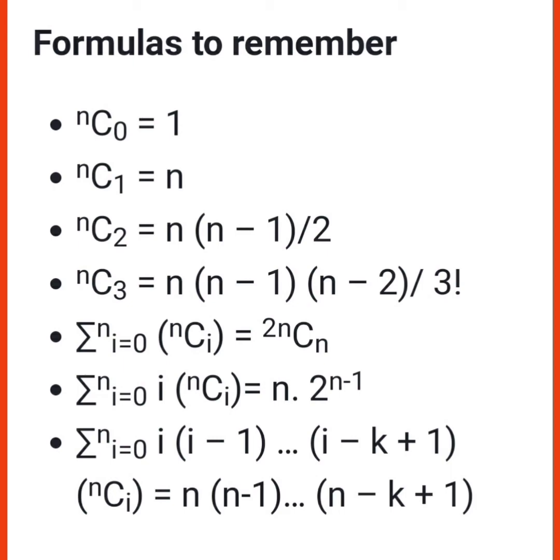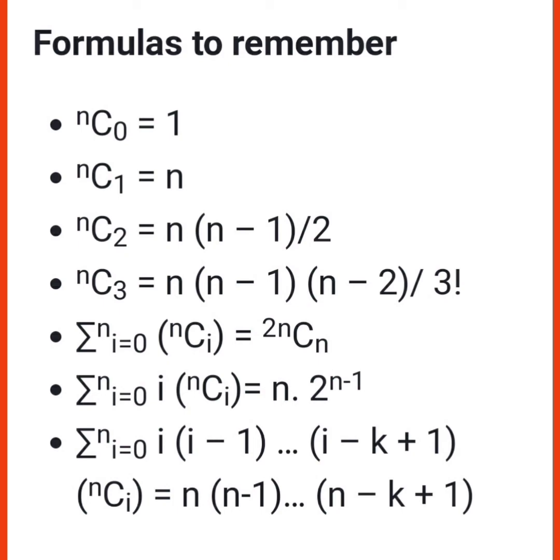Now I am going to list certain formulas to remember in the case of the binomial theorem while solving the problems. nC0 is equal to 1. nC1 is equal to n. nC2 is equal to n(n-1)/2. nC3 is equal to n(n-1)(n-2)/3 factorial.